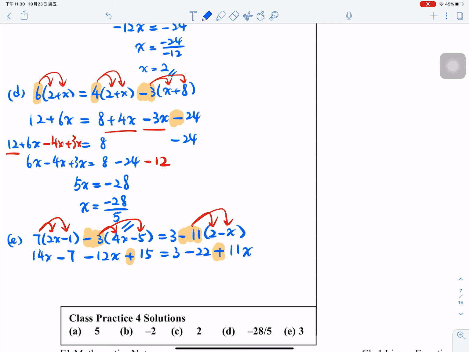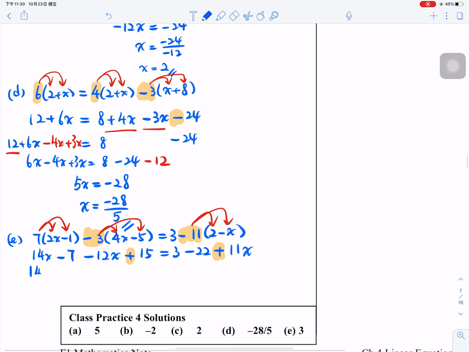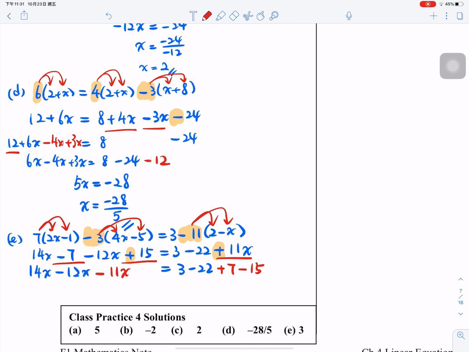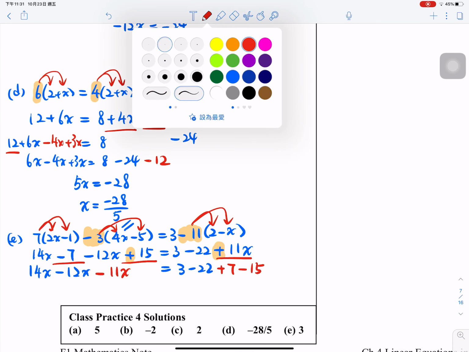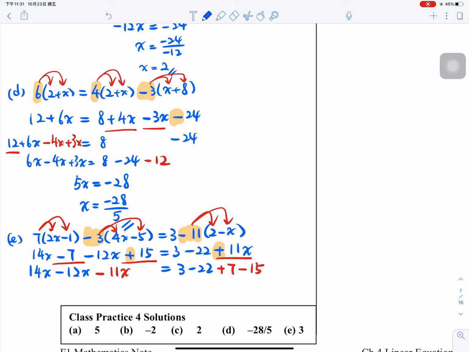Okay, let's group all the x together. So 14x minus 12x. And here you know that minus 11x on both sides. Okay? How about all the values? 3 minus 22. Here minus 7, here plus 15. So plus 7 on both sides, minus 15 on both sides. Right. So now you can simplify all of this.